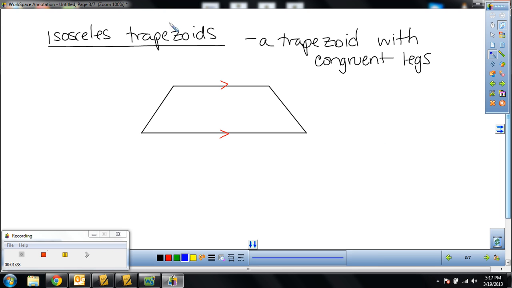Then we have a special type of trapezoid, which is called an isosceles trapezoid. Again, we've seen the word isosceles before. It was a triangle that had two congruent sides. So a trapezoid that is isosceles is a trapezoid with two congruent legs. So here's our regular trapezoid with our bases being parallel. If our legs are congruent, that makes an isosceles trapezoid. Right? From an isosceles trapezoid, we get some interesting properties.